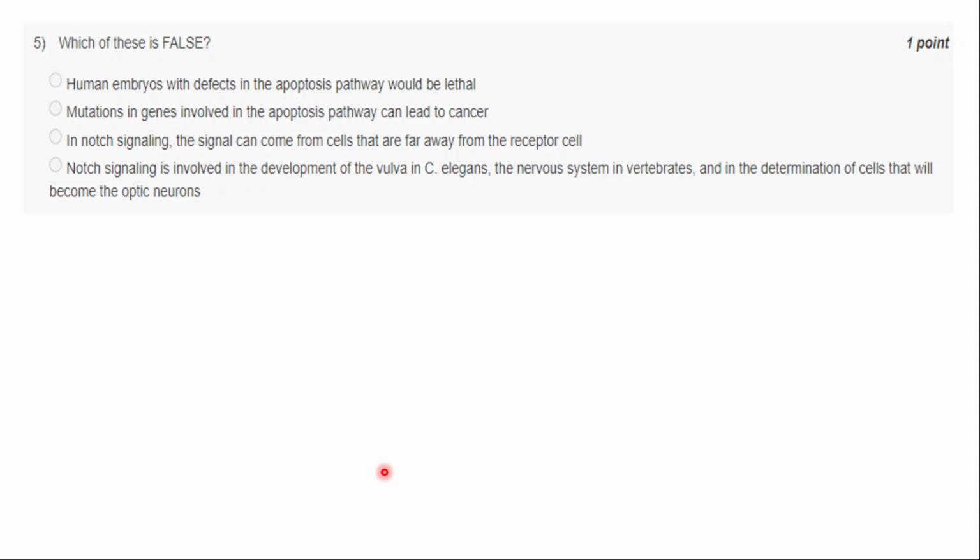Let me reveal the correct answer to this question. And Ajay is not wrong. This is the false statement, which is the correct answer to this question: in Notch signaling, the signal cannot come from cells that are too far away from the receptor cell.